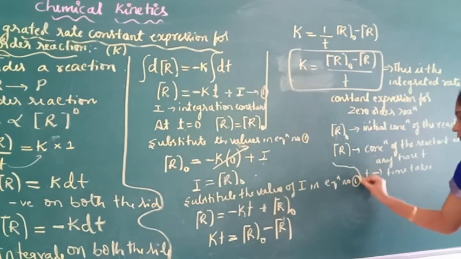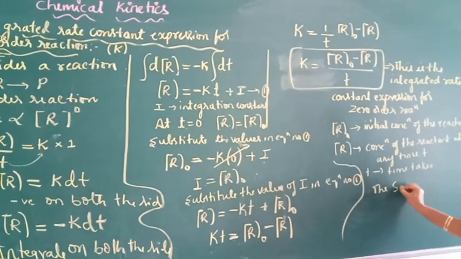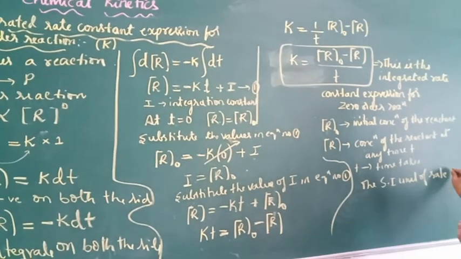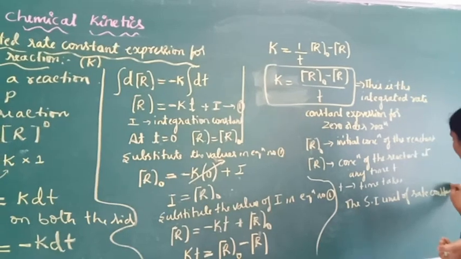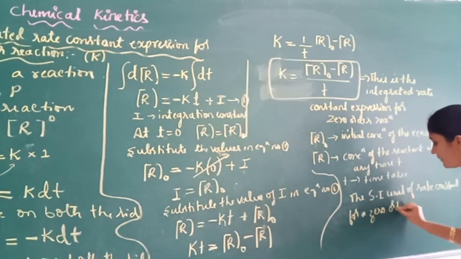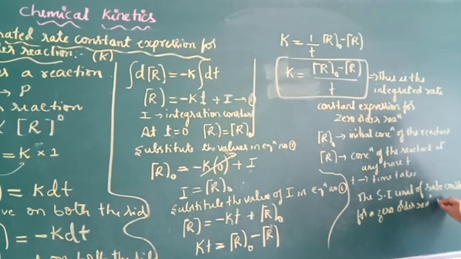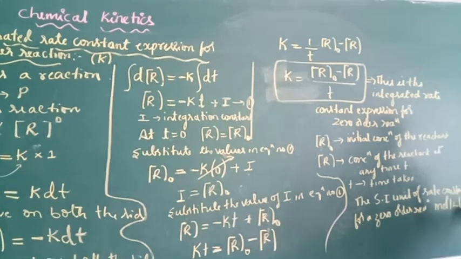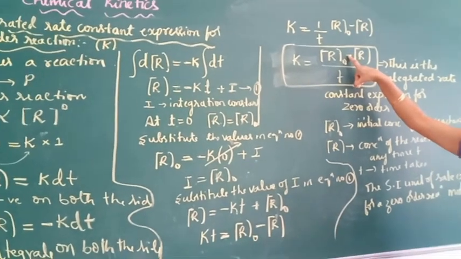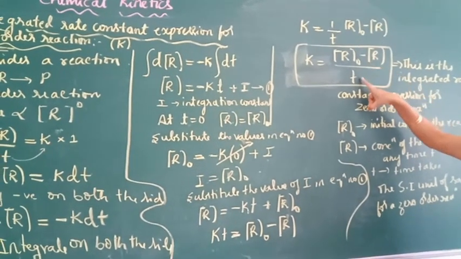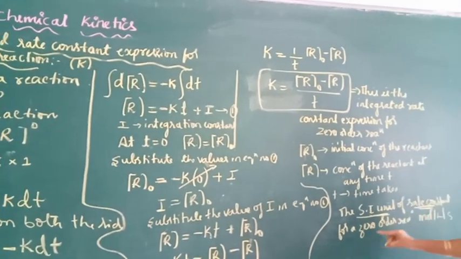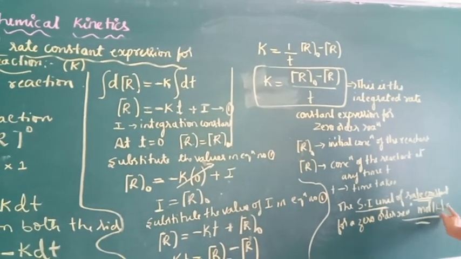So what is the SI unit of rate constant for a zero order reaction? The SI unit of rate constant for a zero order reaction is mole per liter per second. So concentration divided by time. Concentrations are expressed in terms of mole per liter, and the SI unit of time is second. Therefore, the SI unit of rate constant for a zero order reaction is mole per liter per second.